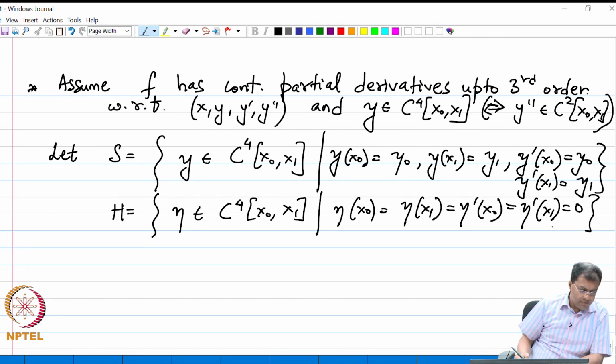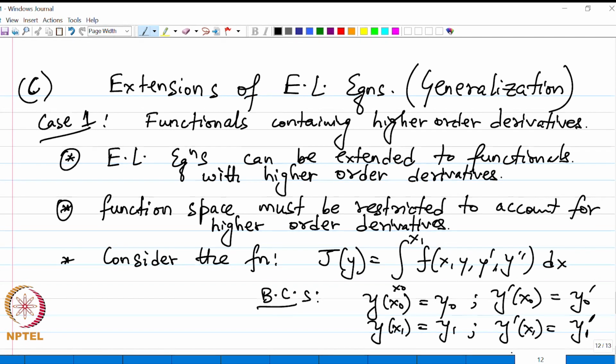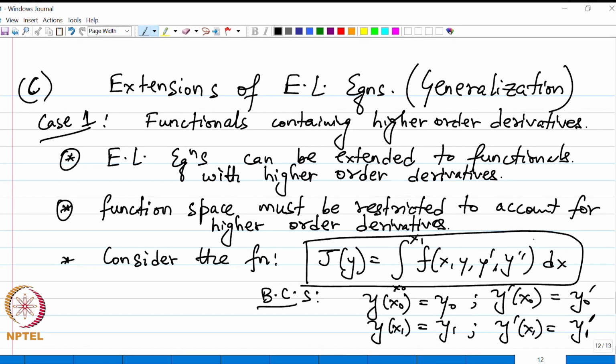With this we are ready to describe our Euler-Lagrange equation, or the necessary condition for the existence of the extremal. Okay. To do that, let us now number some of the equations. Let me call the equation that we began with as 1.